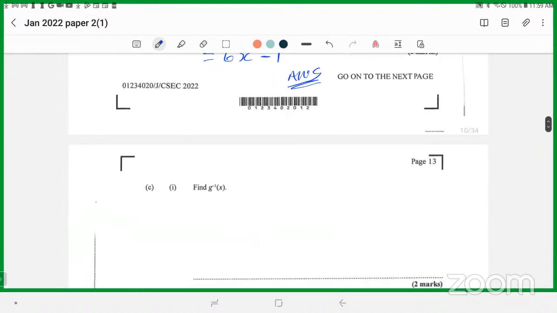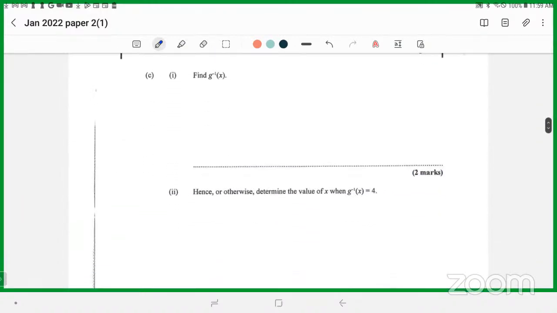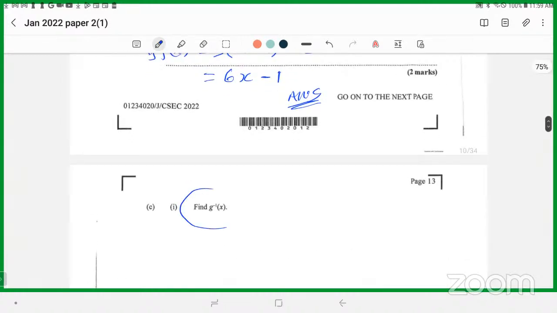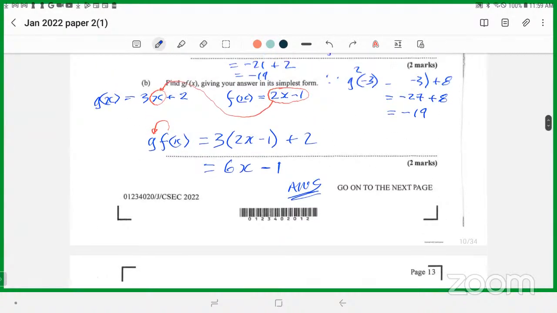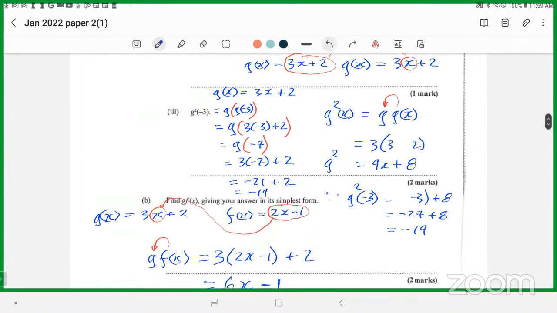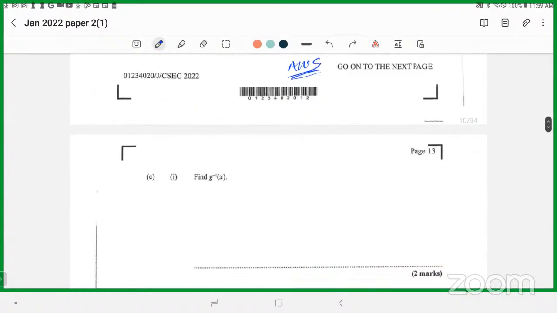Now there's one more thing I want to show. Oh, there's another question on this. Another one down here. Other parts. They want g to the minus 1. So let's write back the g again. G is 3x plus 2. I'm trying to find this. I'm going to write that g equals 3x plus 2.